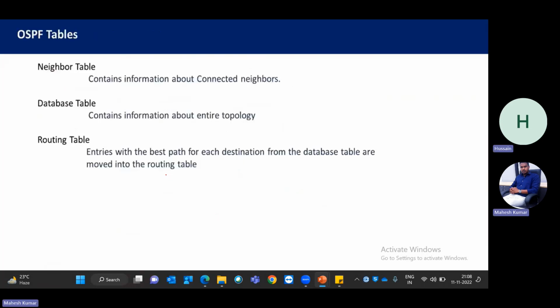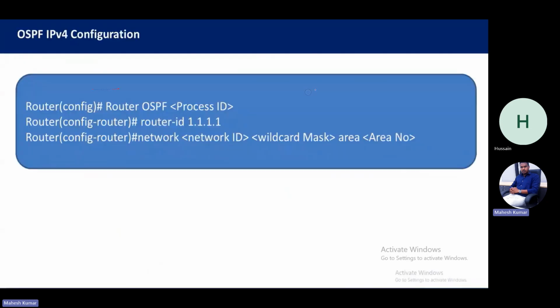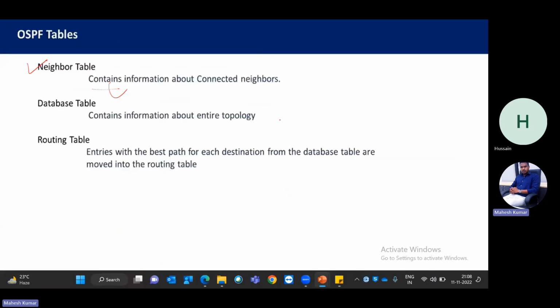In RIP, there is only a single routing table maintained by the routing information protocol. But when we talk about OSPF, it maintains 3 tables. The neighbor table contains information about connected networks. Connected networks means directly connected networks.